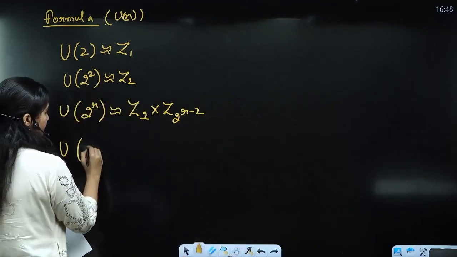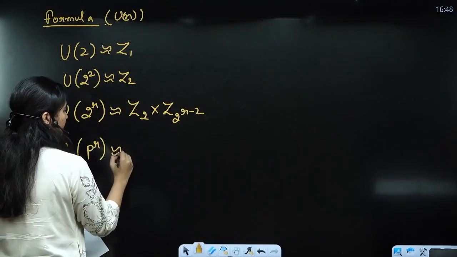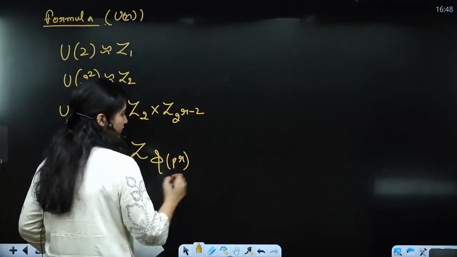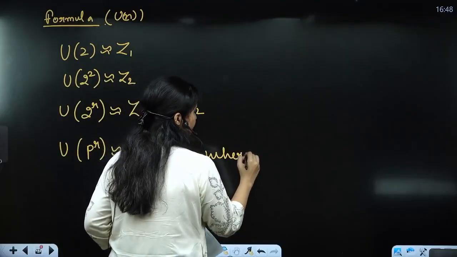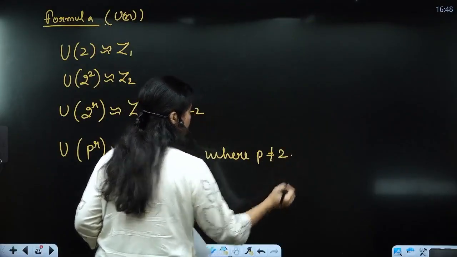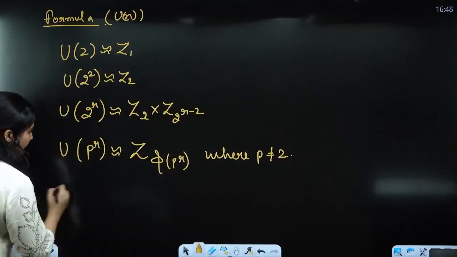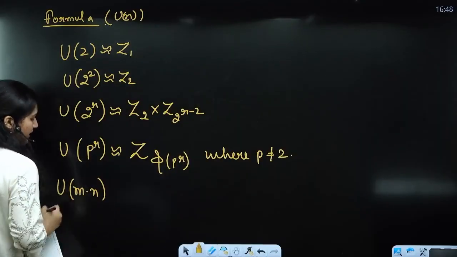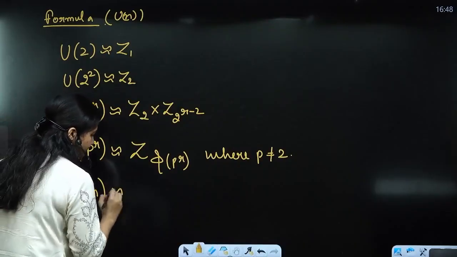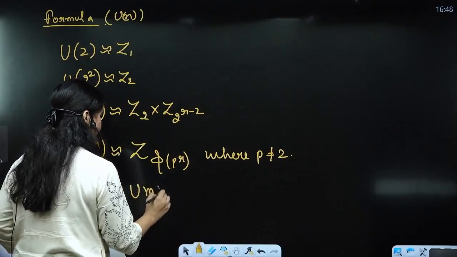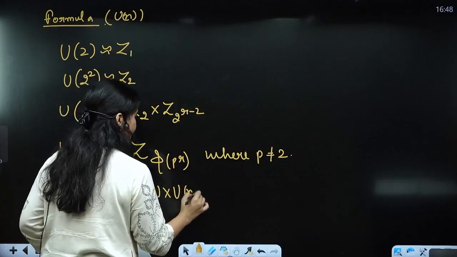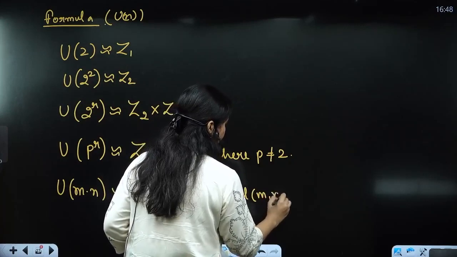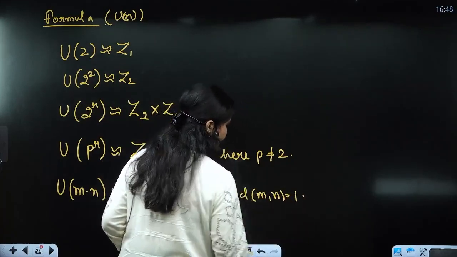Then you have U of p raised to the power r is similar to Z phi of p^r, where p is not equal to 2, right? And then you have Umn, ये तो हमने पहले भी पढ़ा है, is similar to Um cross Un, where gcd of m comma n equals to 1, right?